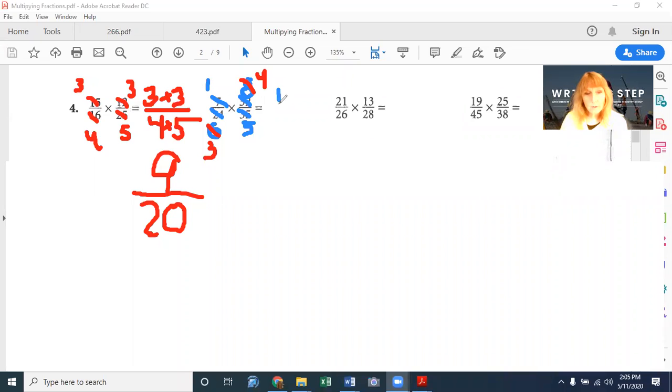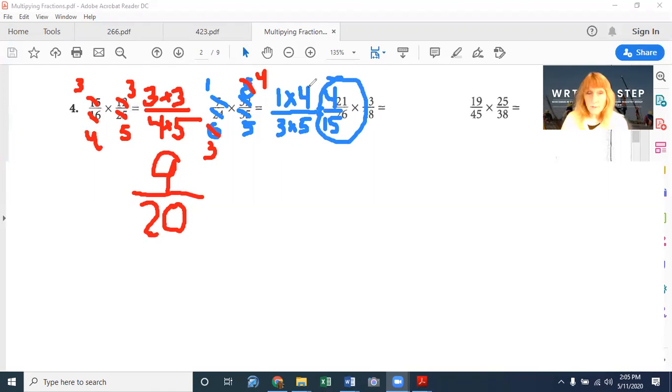1 on top times 4 on the bottom, and 1 times 4 on the top, and on the bottom I would get 3 times 5, right? And so that would become 4 on the top, and then on the bottom I would have 3 times 5, 15. So 4/15 is now in lowest terms. I do not have to reduce any further than that.